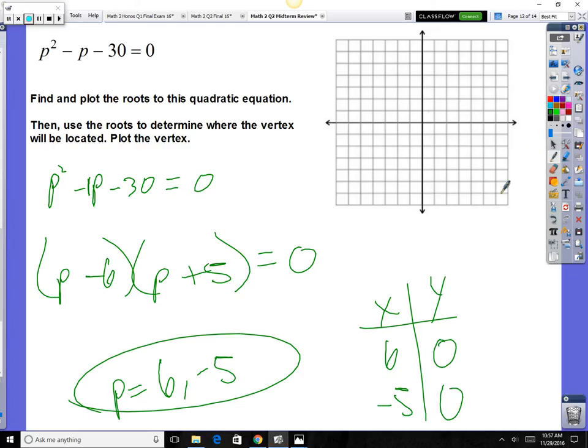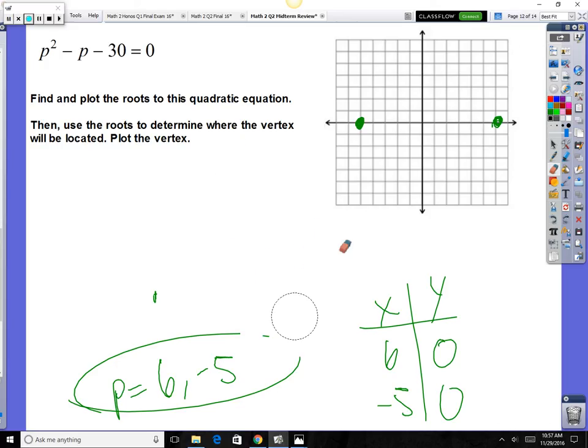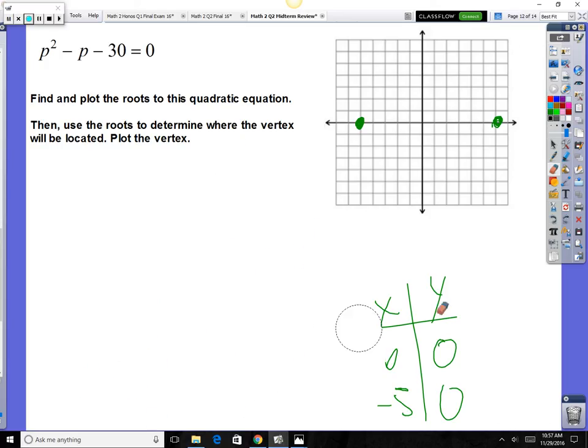So that means you're going to have over here 1, 2, 3, 4, 5, 6, 0. There's a root, and you're going to have 1, 2, 3, 4, 5. There's your two roots right there. Now we got to find the vertex. Use your roots to find the vertex.